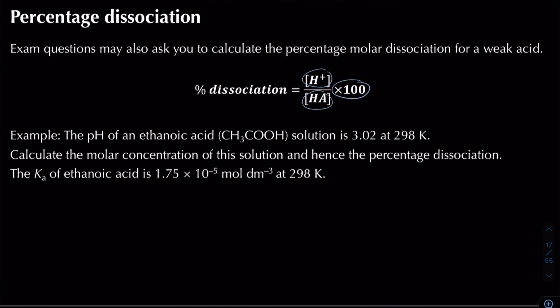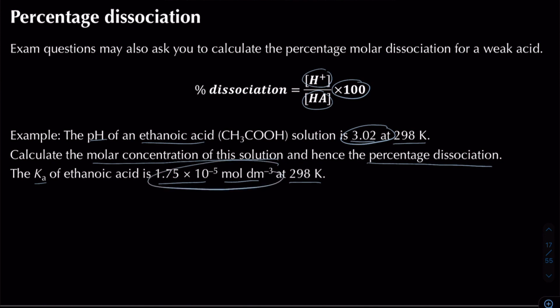So looking at an example then, we're told that the pH of an ethanoic acid solution is 3.02 at 298 Kelvin, and we're asked to calculate the molar concentration of this solution and hence the percentage dissociation as well. Bearing in mind Ka for ethanoic acid is 1.75 times 10 to the power of minus 5 mole per decimeter cubed at 298 Kelvin. So again, we've been given pH, so we can use that to find the concentration of H plus. We've been given a value for Ka as well, and we need to find the concentration of our original acid and then find the percentage dissociation in this example as well.